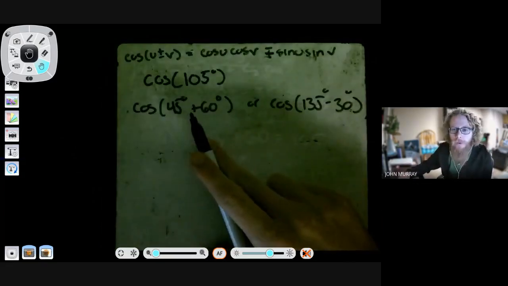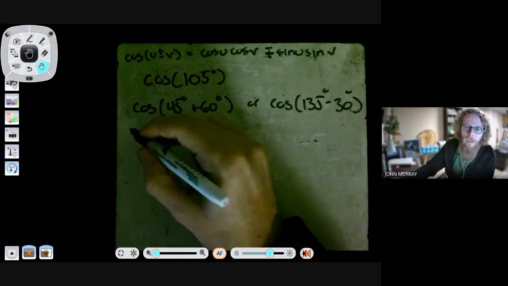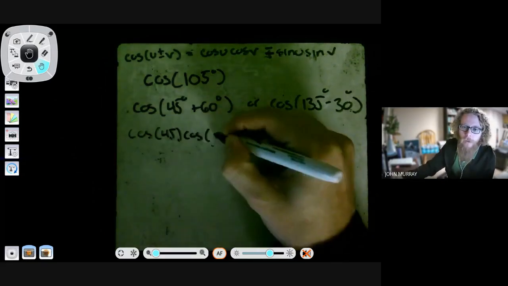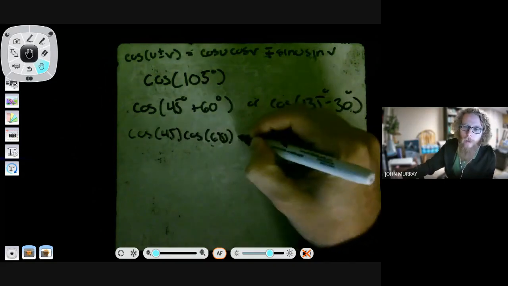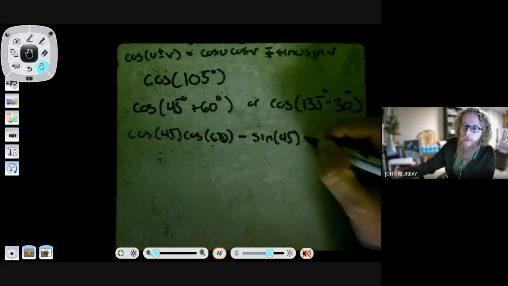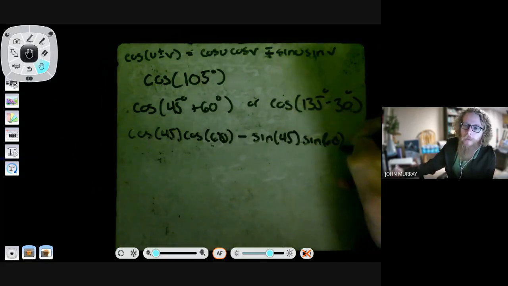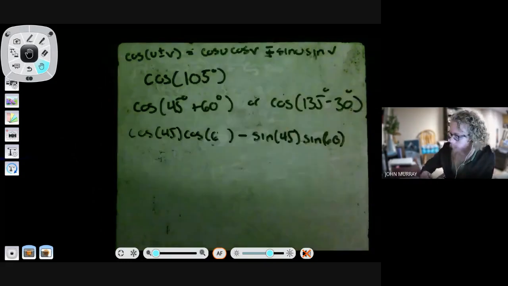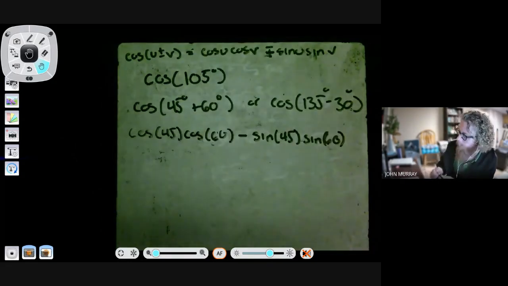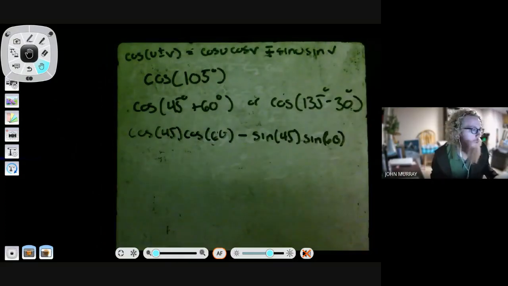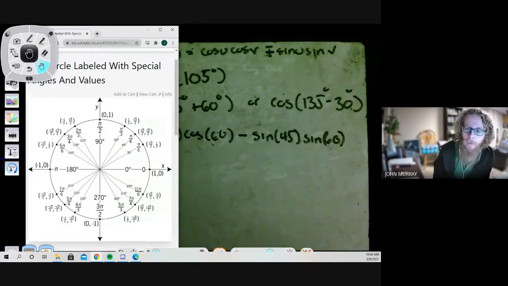So first, let's do the cosine of 45 plus 60. So that's going to be the cosine of 45 times the cosine of 60 minus the sine of 45 times the sine of 60. All right, so that's how your setup should have been. That's a 60. I gotta buy new markers. All right, so let's use our unit circle to evaluate this now. Let me see if I can make this a little tinier.